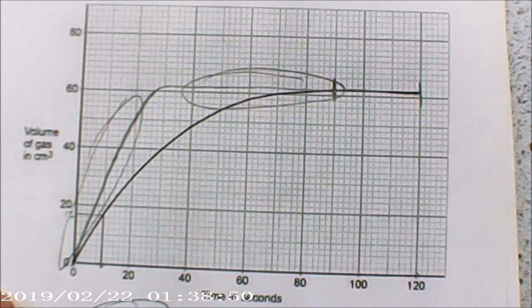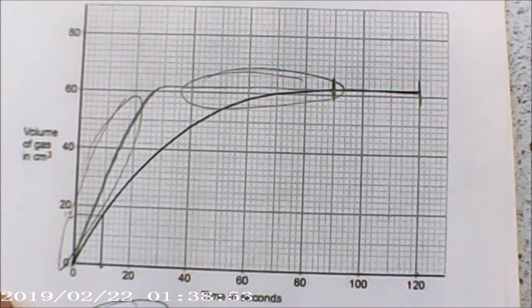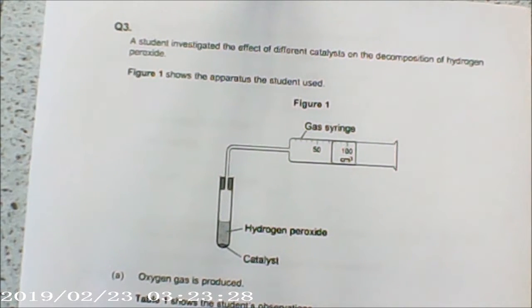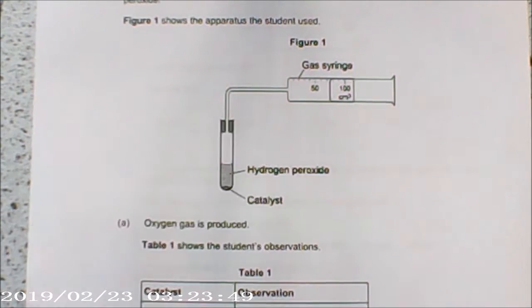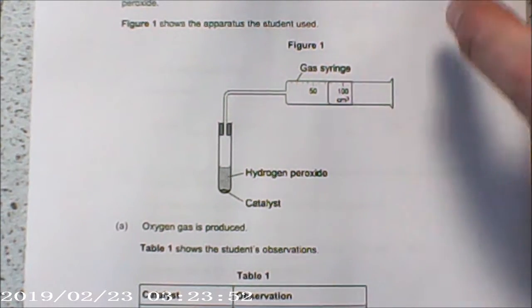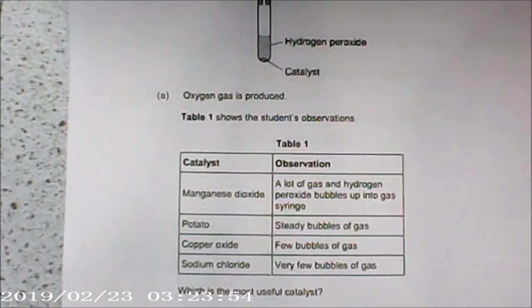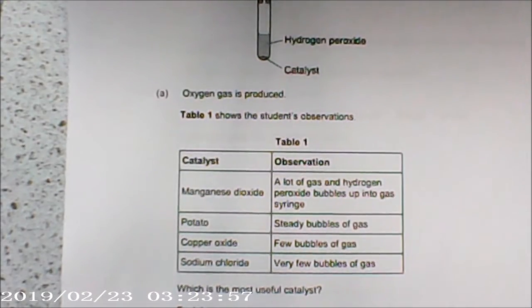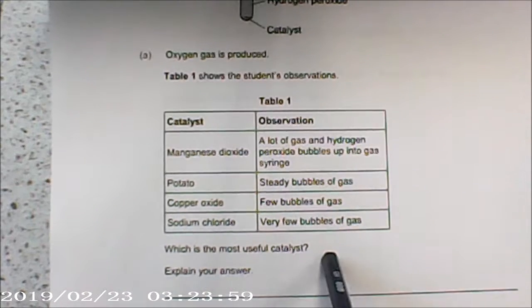Okay, we're going to come back in a second with question 3. Right, so let's have a look at question 3. We've got another question about a practical investigation and measuring the volume of a product. So question 3, a student investigated the effect of different catalysts on the decomposition of hydrogen peroxide. So that's what we used when we did the video lesson. We've got the hydrogen peroxide and our trusty gas syringe. Oxygen is produced. Table 1 shows the observations of the students. So you've got the 4 different catalysts and you've got the observations.